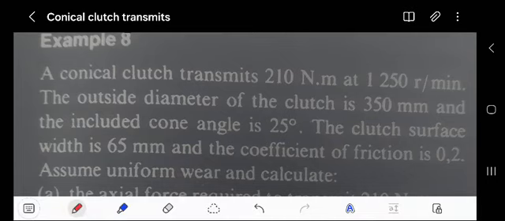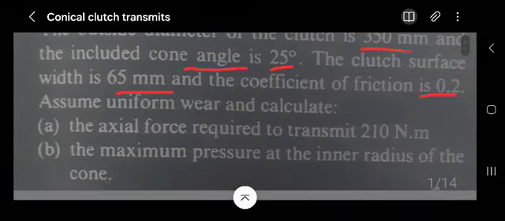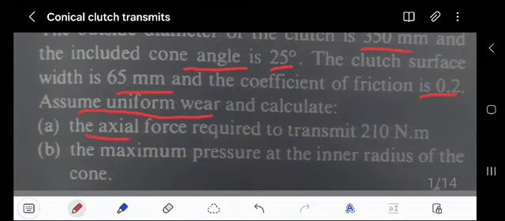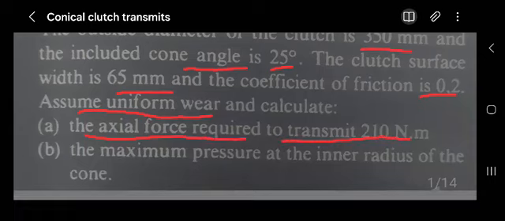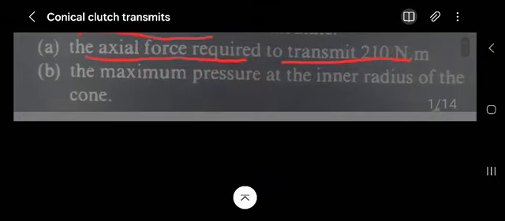So in this question, example 8, we've been given a conical clutch transmitting 210 newton-meters at 1250 revolutions per minute. The outer diameter of the clutch is 350 and the included cone angle is 25. The clutch surface width is 65 and the coefficient of friction is 0.2. Assume uniform wear. Calculate the axial force required to transmit this torque.